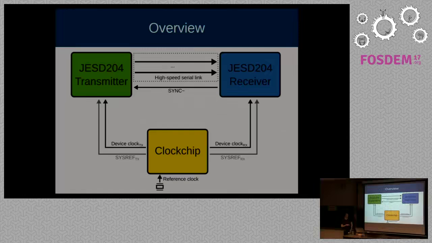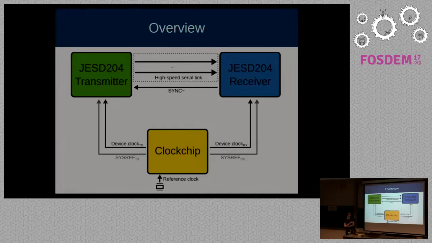But in addition to this, the sync signal can also be used once the link has been established to do error reporting. So if something goes wrong, if the data is no longer good, if there are lots of errors, the receiver can assert the sync signal for one clock cycle to tell the transmitter that something's wrong and maybe it's time for a reinitialization of the link.